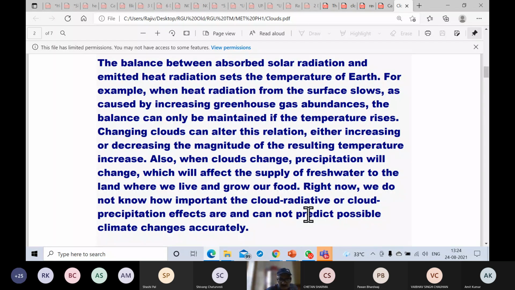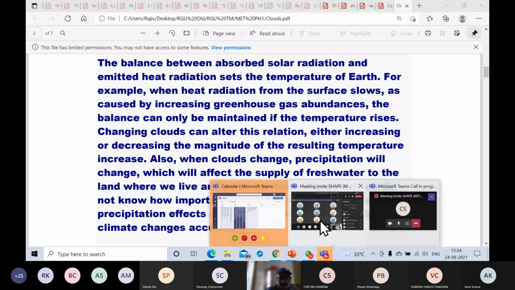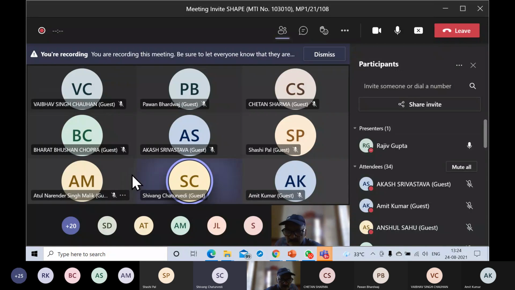Aji, who was interacting? Yes sir, everything came through. Shivang Chaturvedi, you were saying something? Was this your question or something? It was mine, sir. I understood.